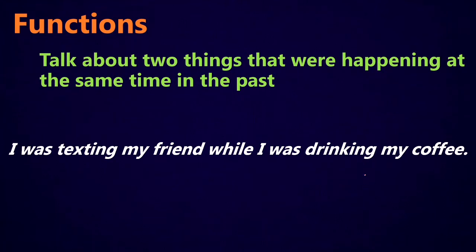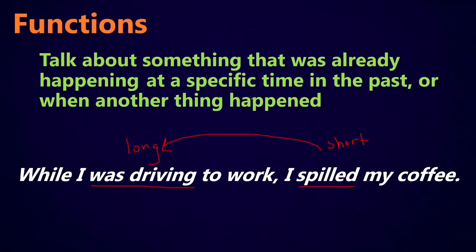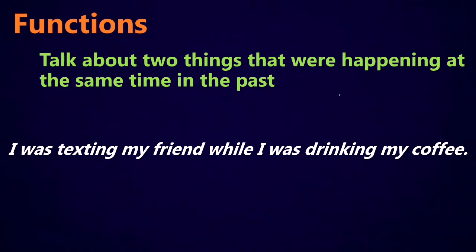Let's look at another example. We can use the past progressive to talk about two things that were happening at the same time in the past. So not only do we use it to talk about what was happening at a specific time or when another thing happened, short action, but we can also use it to talk about two things that were happening at the same time. So two long actions. For example, I was texting my friend while I was drinking my coffee. So was texting and was drinking.